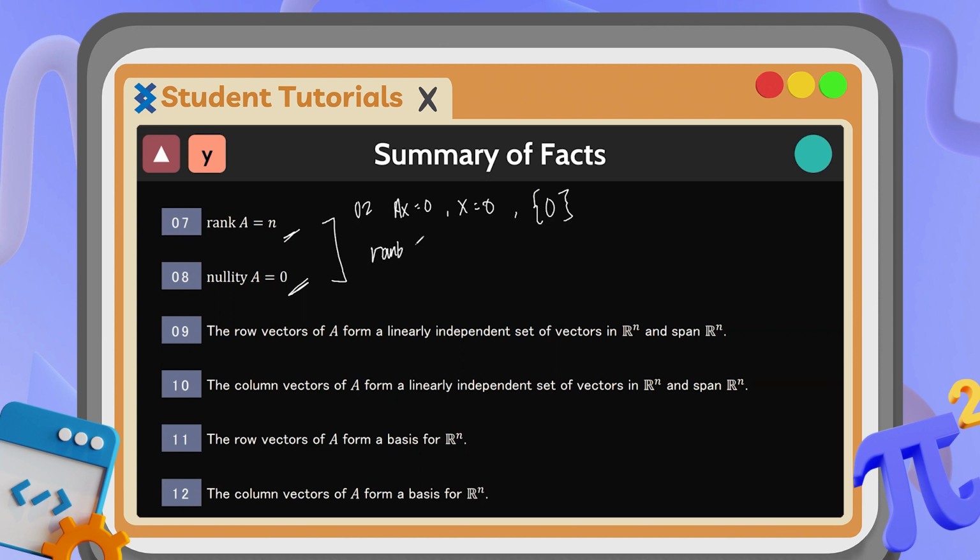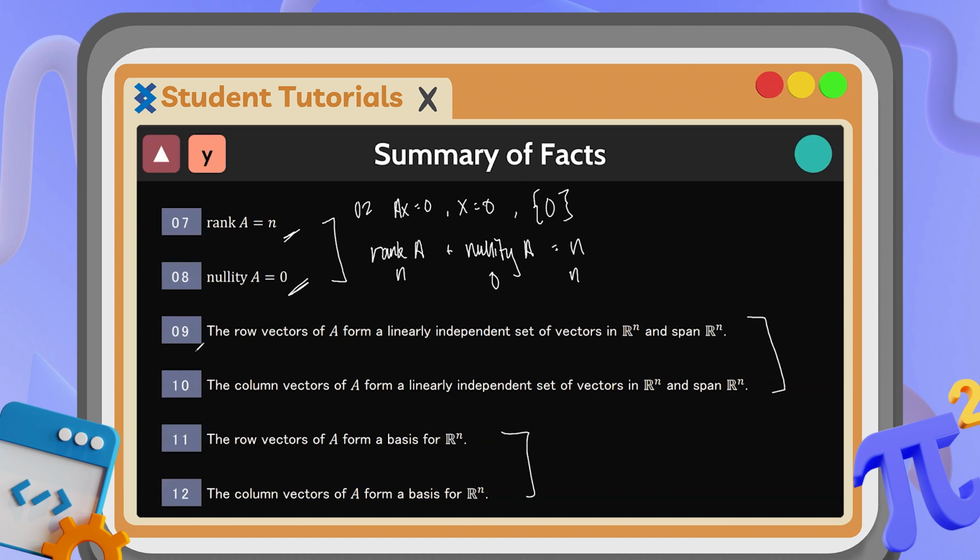of A, which is n, plus the nullity of A, which is 0, is equal to n. And for this to hold, the row vectors or column vectors of A form a linearly independent set of vectors and also span Rn. And using fact number 9 and 10, these consequently show that these are bases for Rn.